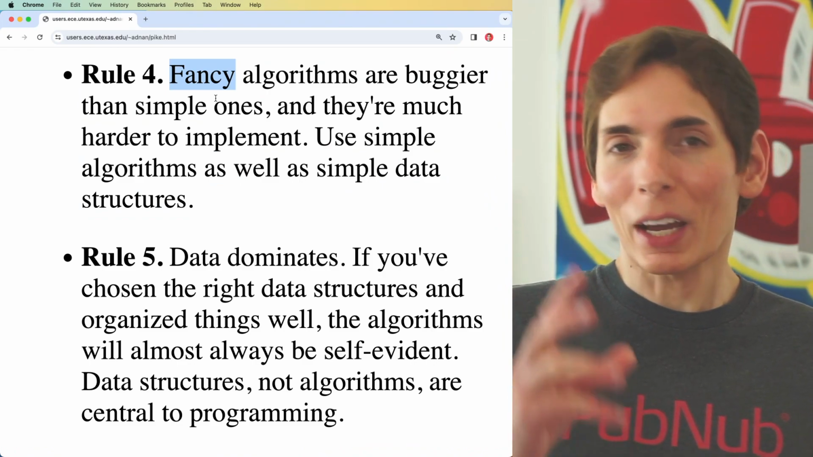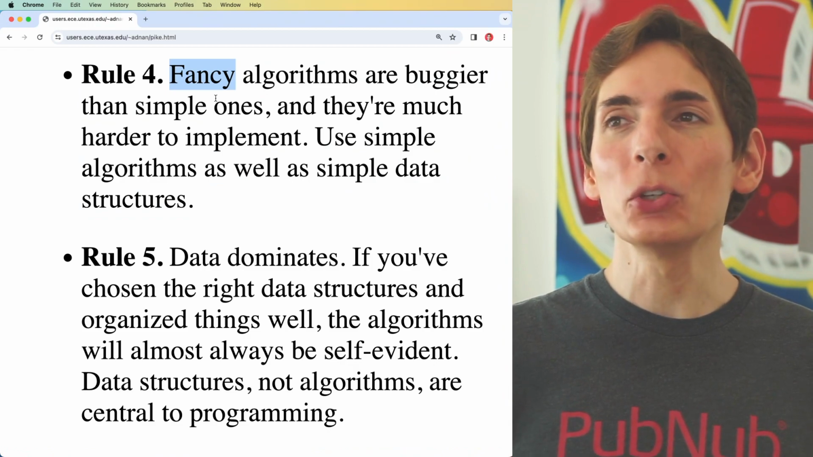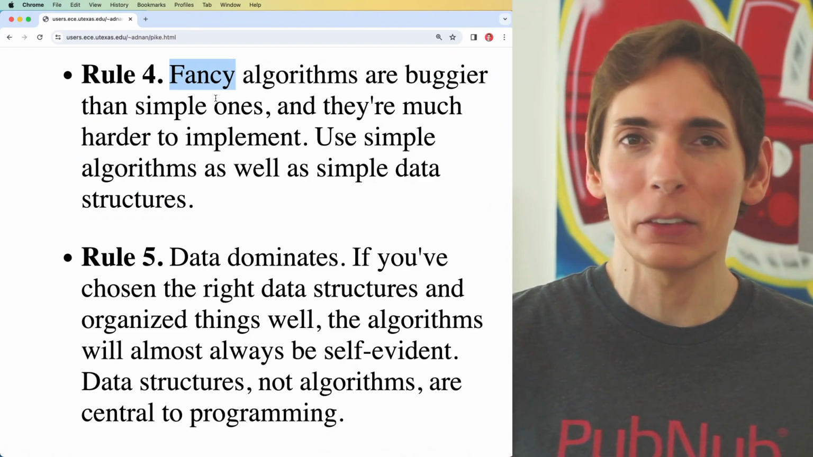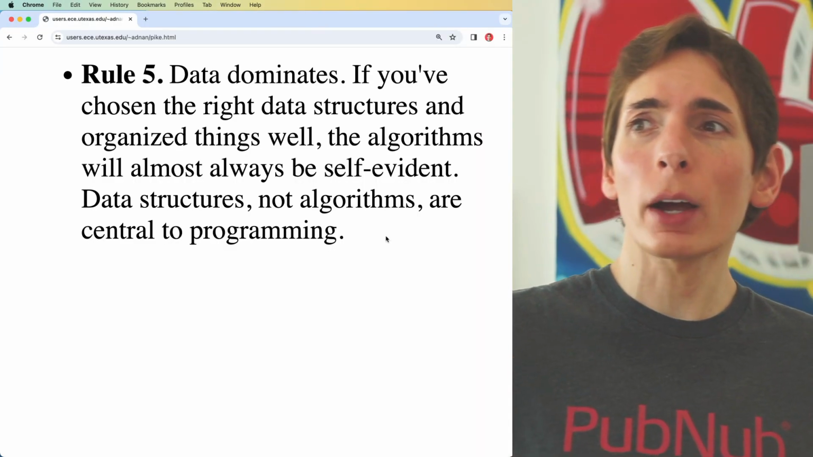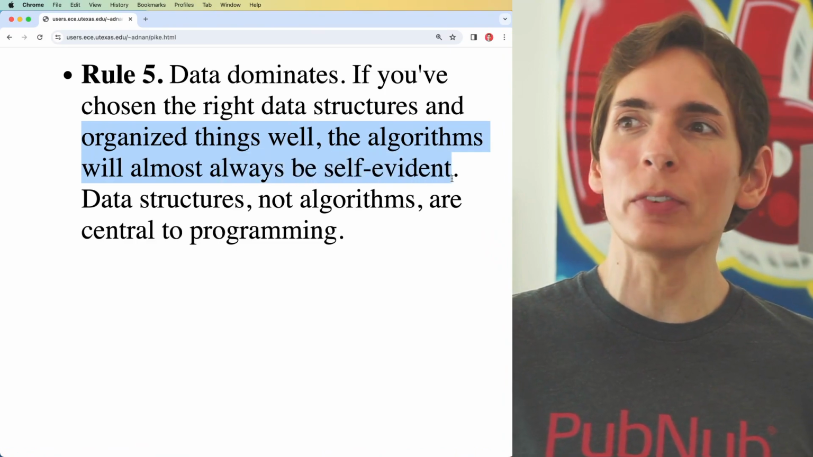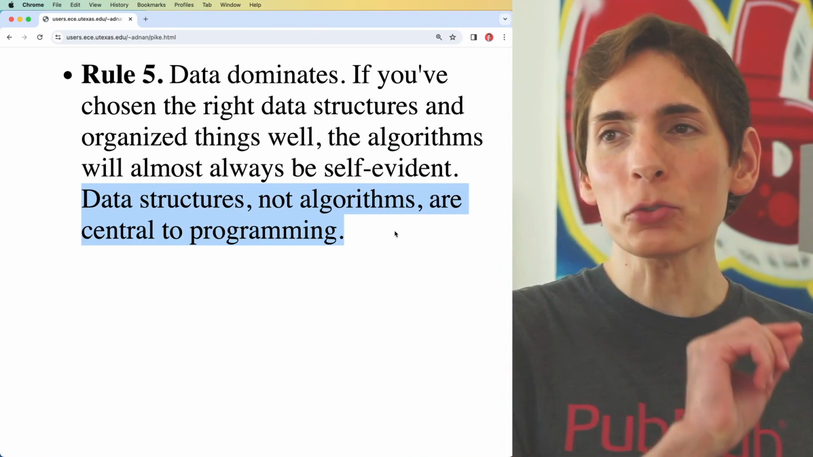Rob Pike here is kind of poking fun at spending too much time on using and leveraging or creating these algorithms that you're most likely never going to need in the first place. Rule number 5 of the 5 rules of programming, which is our last rule, is that data dominates. If you've chosen the right data structure and organize things well, the algorithms will always be self-evident. Data structures, not the algorithms, are central to programming.